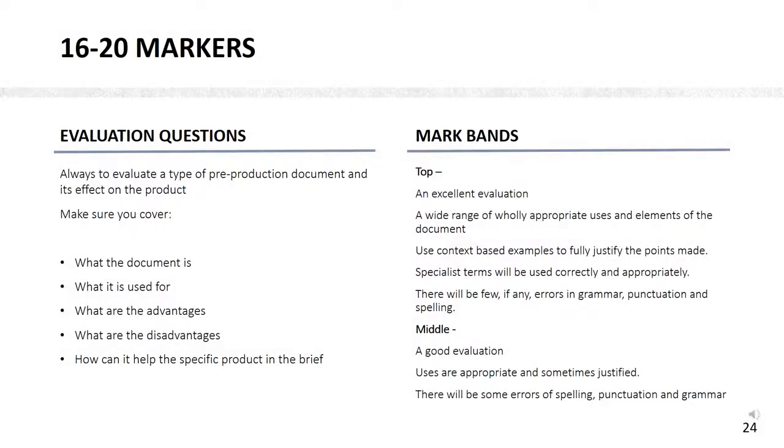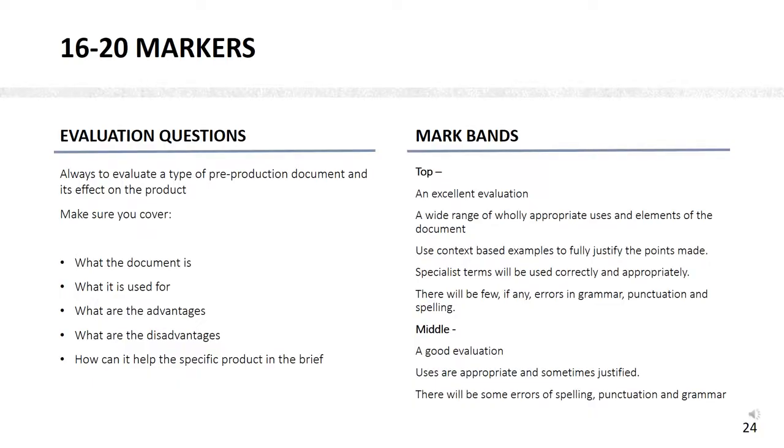So for all 16 to 20 mark questions, every single one so far has always been to evaluate the type of pre-production document. So every single one has just been about one type of document. You might find that quite difficult to do 16 to 20 worth of marks on one document. But if you make sure that you cover what the document is, so kind of a description and definition of what the document is, what you actually use it for, some advantages, some disadvantages, and then how can it help the specific product that's mentioned in the brief.